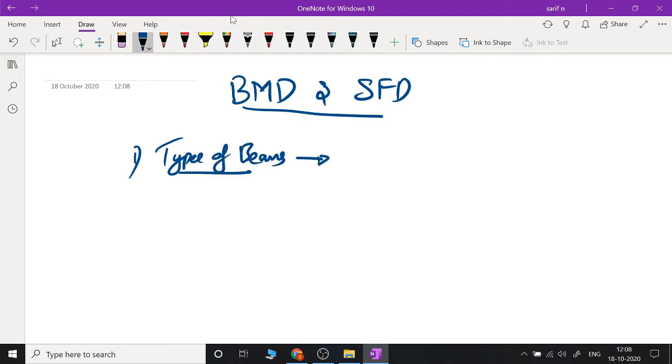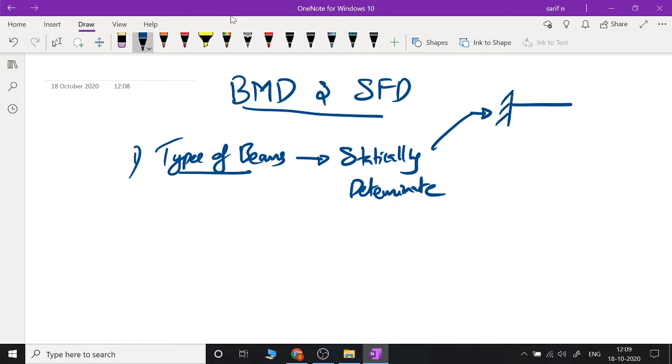So we will be discussing statically determinate beams only, and the different types of statically determinate beams that we will be discussing: one is a cantilever beam. So this is a cantilever beam. The second type we would be discussing is a simply supported beam.